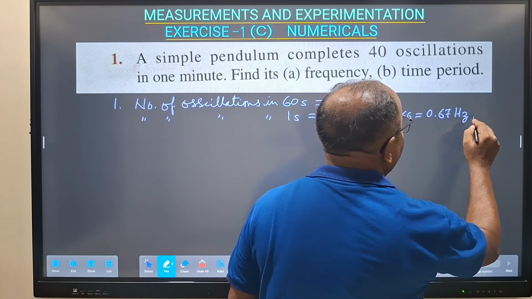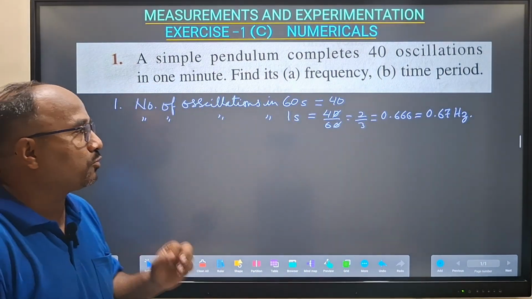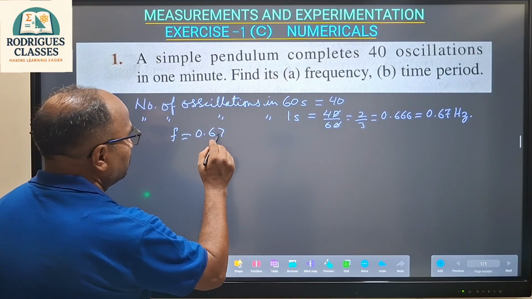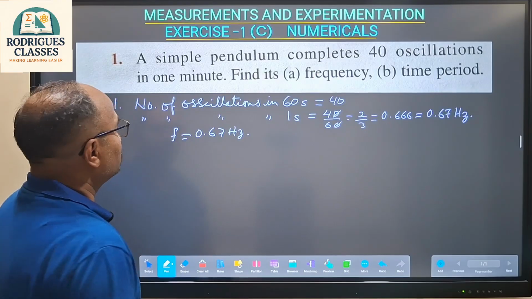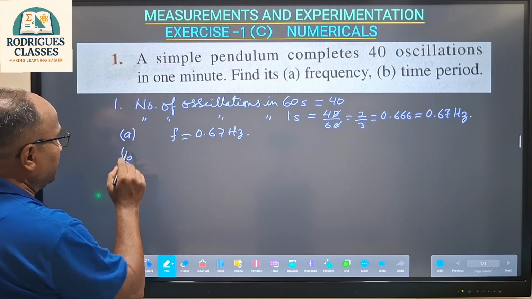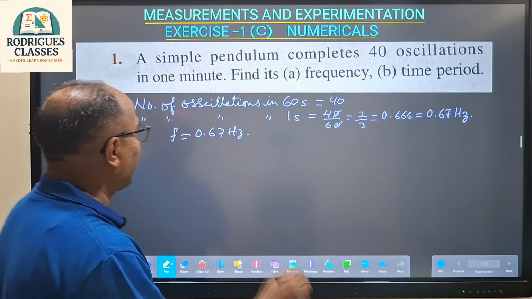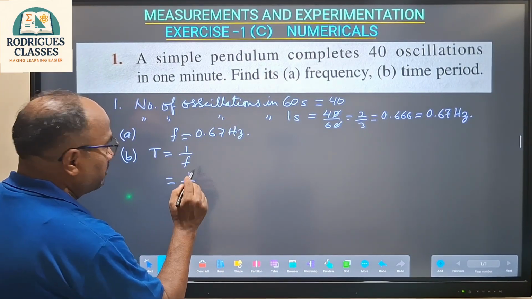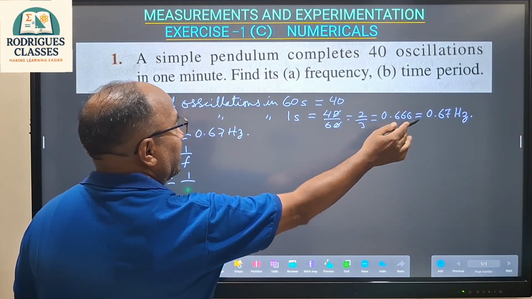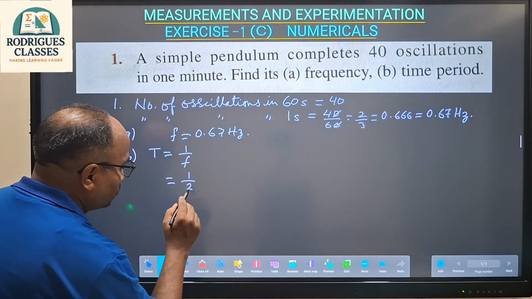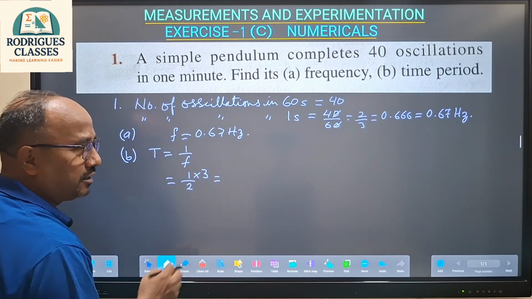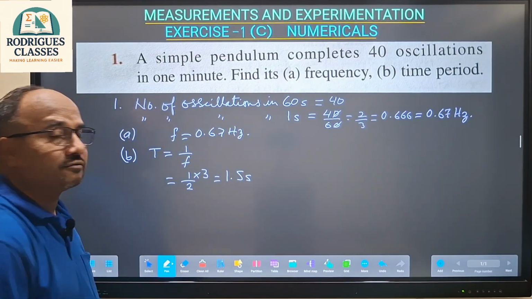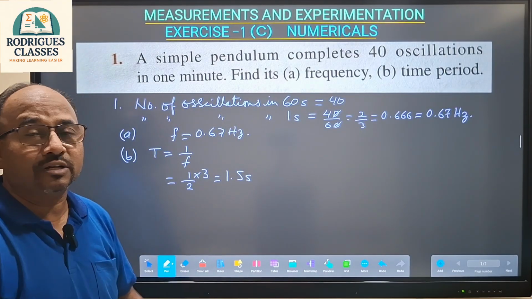So we will write the unit as hertz. So we get the answer as 0.67 hertz, which is the frequency, and if you want we can write it with the symbol f. 0.67 hertz is your answer. So this is your A answer. Now for the B part, it is asking the time period. So time period formula is 1 by f. And this was the frequency we were getting before, 2 by 3. So 2 by 3 means that 3 goes into the numerator. So 3 divided by 2 will give you 1.5. We are finding time period, so that gives us the unit as seconds, and this completes this first numerical.